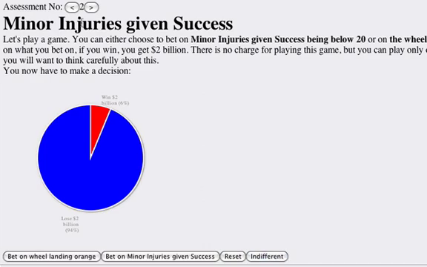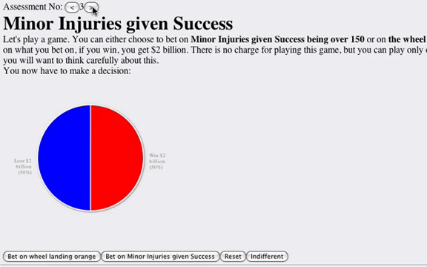Okay. Third question. You can either choose to bet on minor injuries given success being above 150 or on the wheel below landing orange. I think this is really small. Okay.